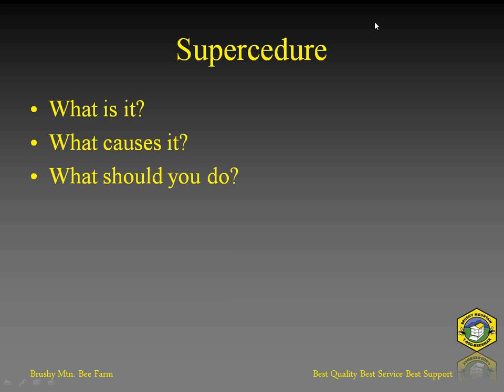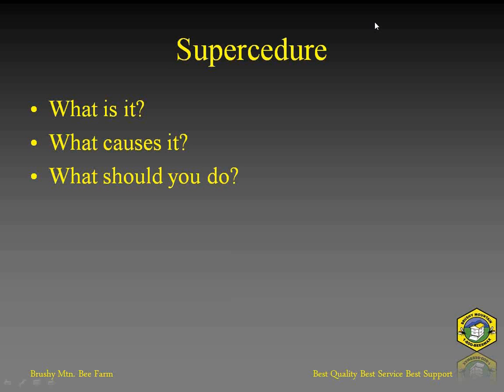So what might cause this? We always hear that, oh, you'll only find one queen at a time in a colony. The truth of the matter is that's not always the case. Generally it is, but there are times when you can find multiple queens in a colony, and it's actually more often than not in a supersedure case.